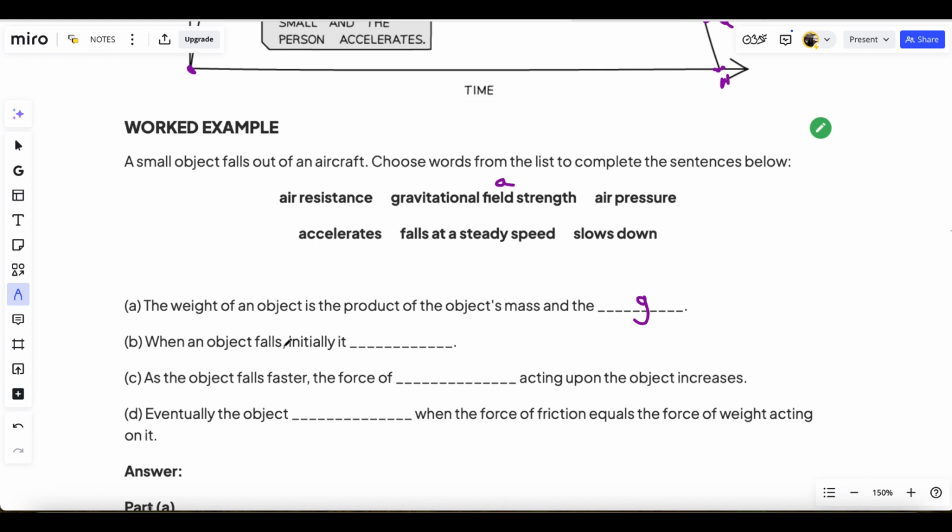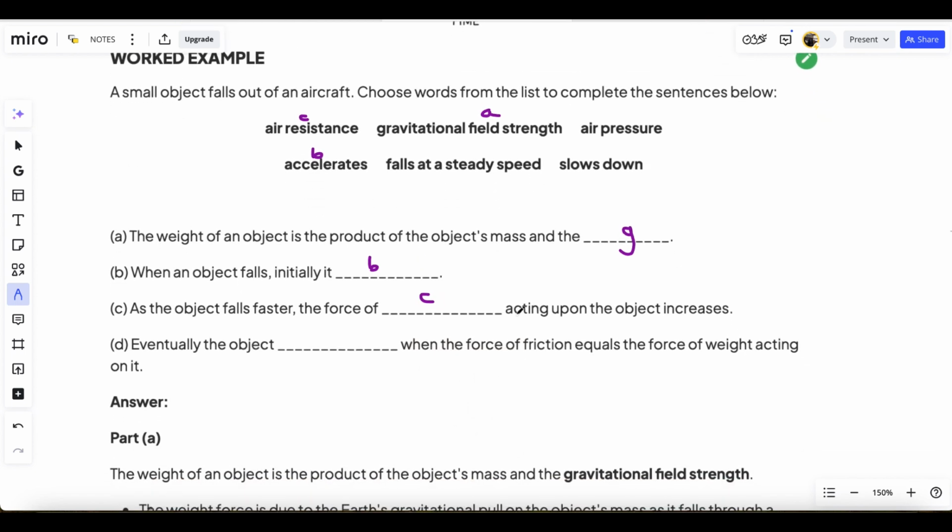When an object falls, initially it dash. Initially it what? It accelerates. So this is our B answer. You write accelerates here. Then as the object falls faster, the force of dash acting upon the object increases. The force of the air resistance. So this will be our C. You write air resistance here. The force of the air resistance increases.